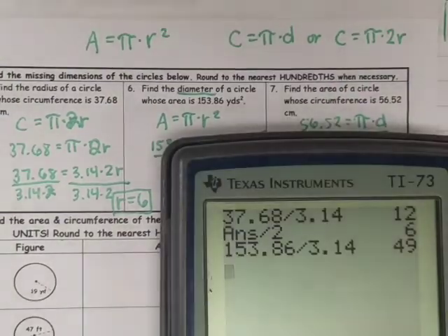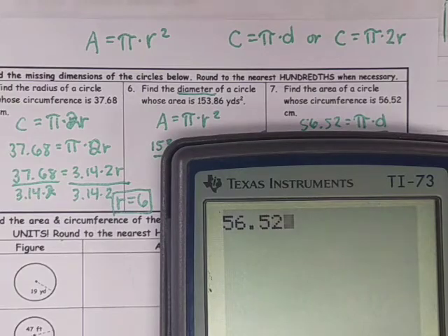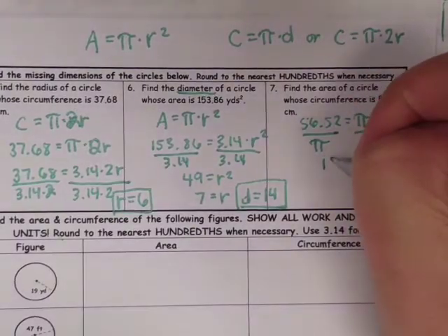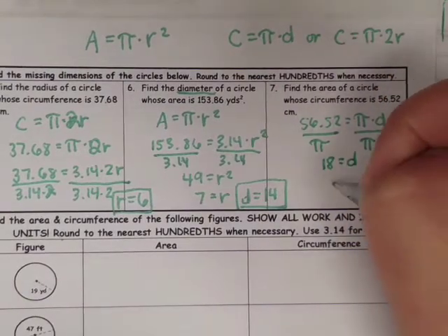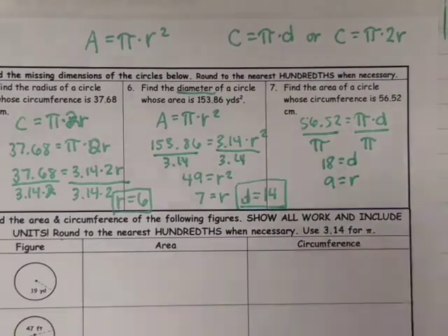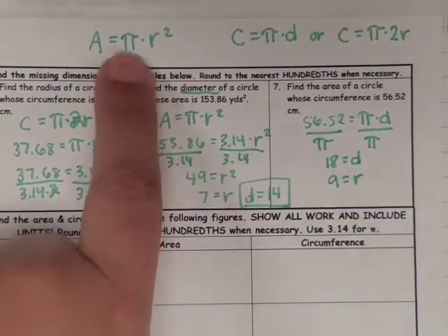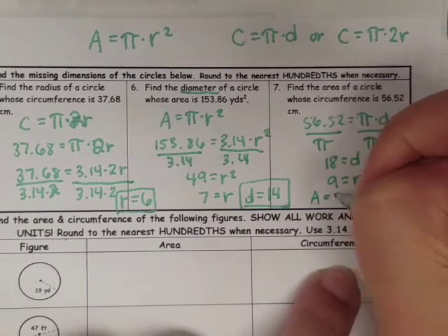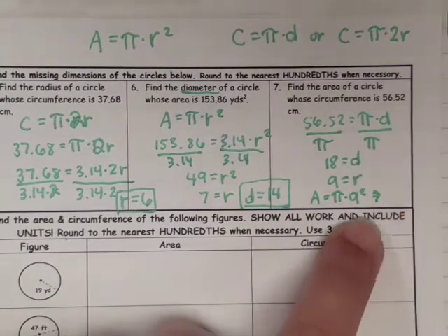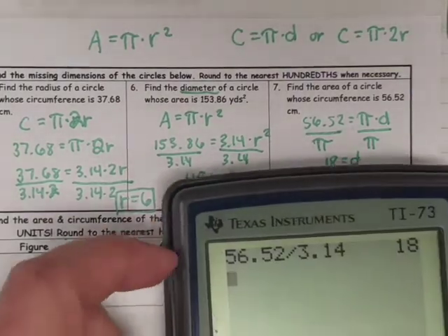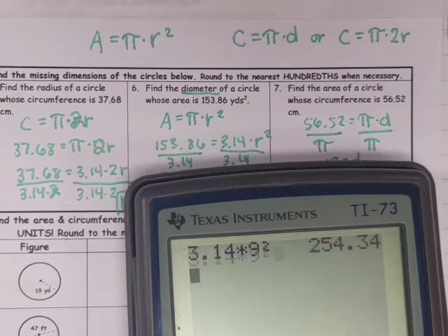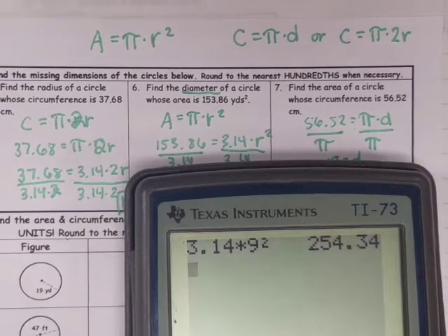56.52 divided by 3.14 gives me 18. So that's my diameter. So my diameter is 18, which means that my radius is 9. And if my radius is 9, then I can take 9 and put it into the area formula. So area equals pi times 9 squared, which is 3.14 times 9 squared, which gives me 254.34.